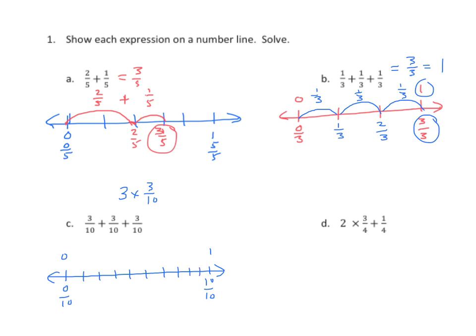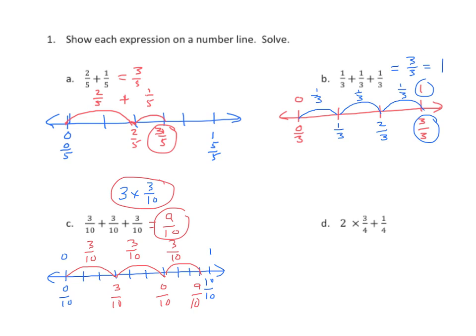All right. So we're going to start at our 0, and we're going to go to 3/10. And we'll label that above, 3/10, because that's the distance we went. We're going to go another 3/10, label that 3/10, and that would bring us to 6/10. We'll go another 3/10, and that gives us 9/10. So the answer is 9/10. I want you to compare that answer and look at what's going on if we would actually multiply that. You'll see that the denominator stays the same, doesn't it? But the numerator changes.